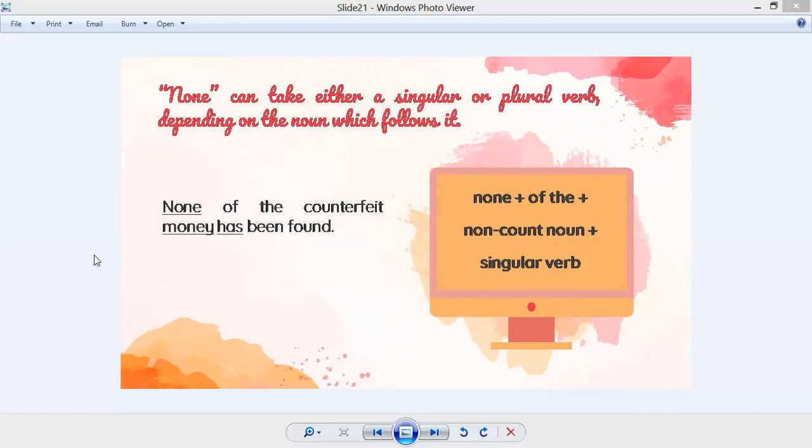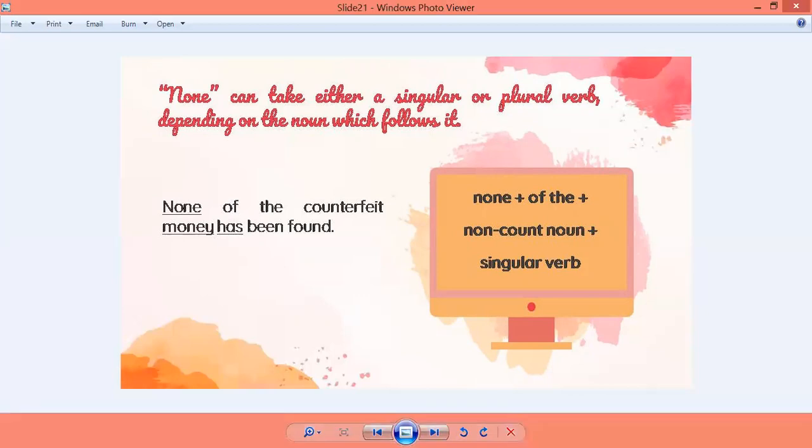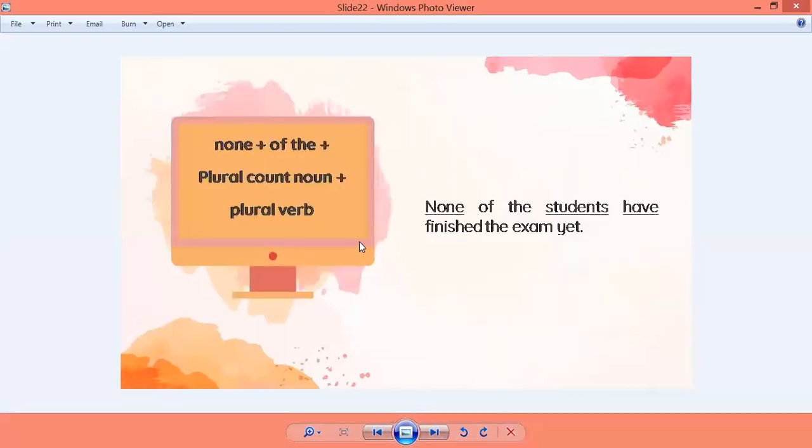None of the counterfeit money has been found. None of the counterfeit money, यहाँ पे हमने has use किया है, have क्यों use नहीं किया? Because money over here is a non-count noun, right? Next, okay. Now when are we going to use plural?